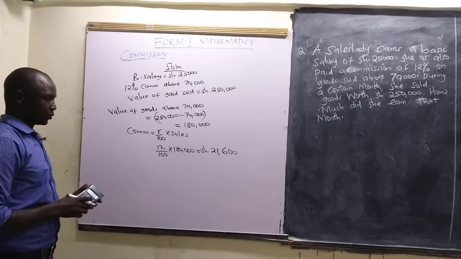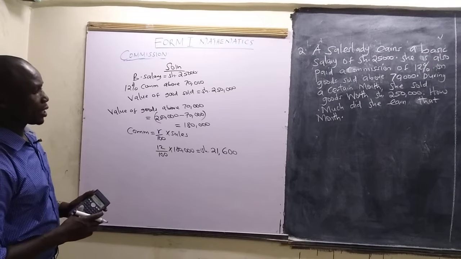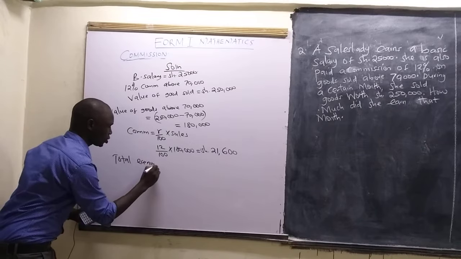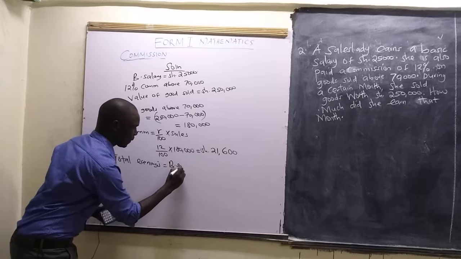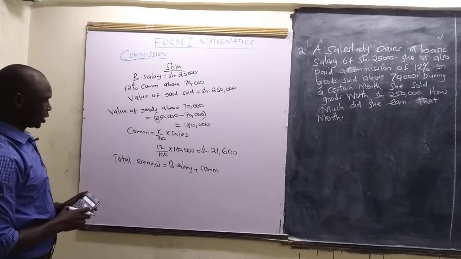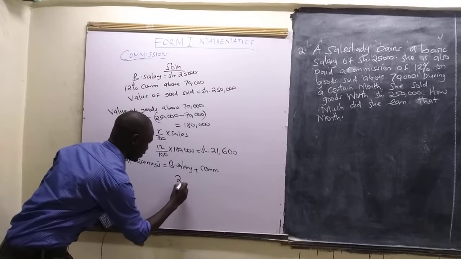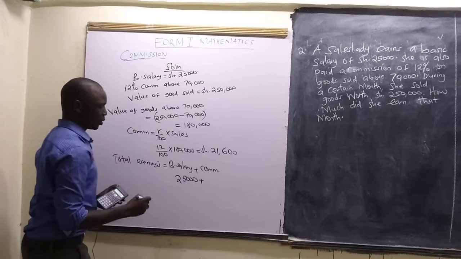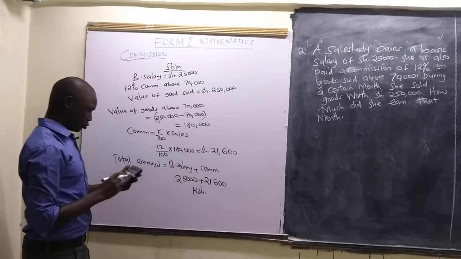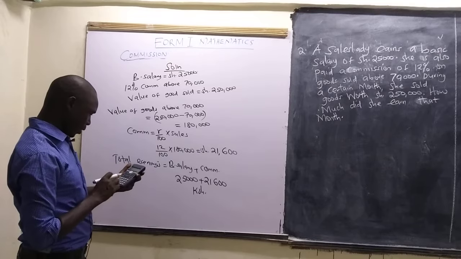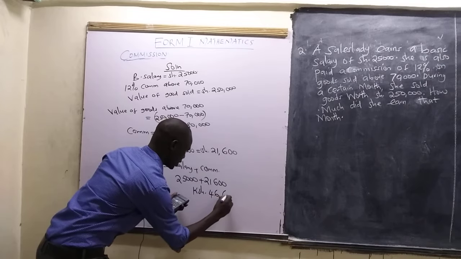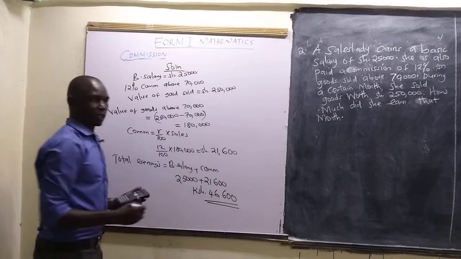That is commission alone. Since this person is also given a basic salary, we are going to calculate the total earnings, and we know to get total earnings, we take the basic salary and add commission. Our basic salary has been given as 25,000. Then we add our commission, which is 21,600, and 25,000 plus 21,600 gives us 46,600 Kenya shillings, and that is the answer to that question.